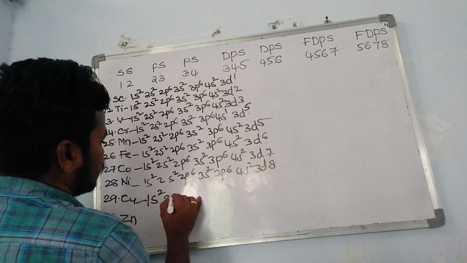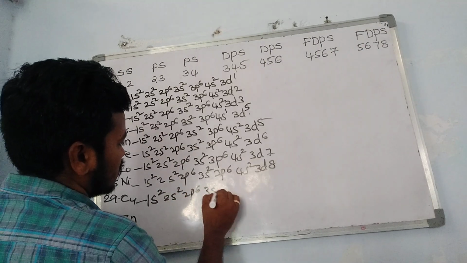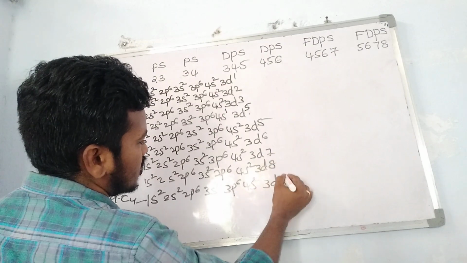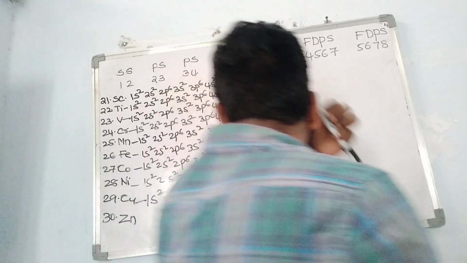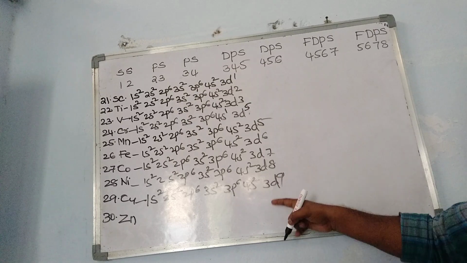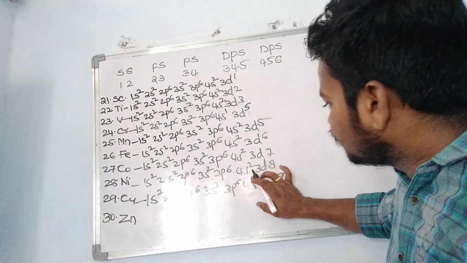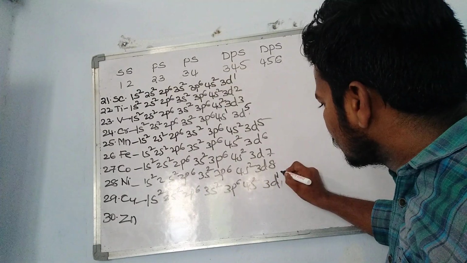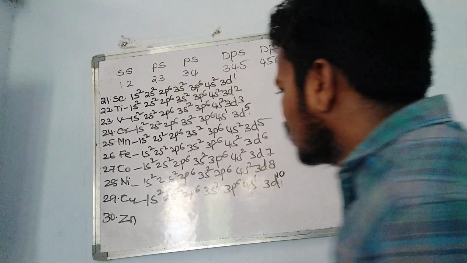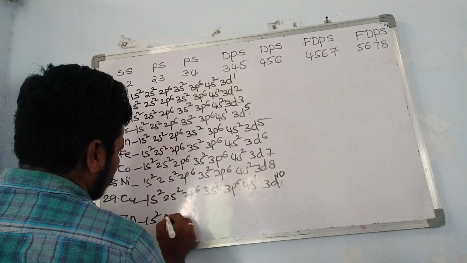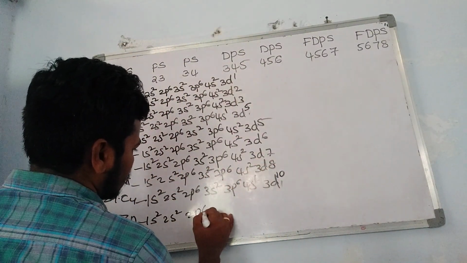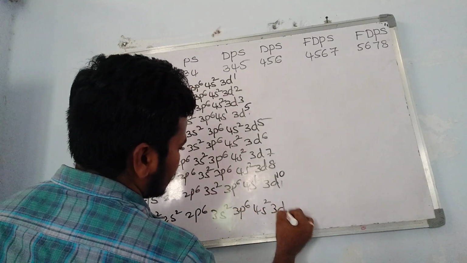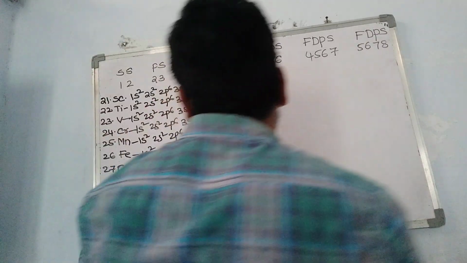Copper would be 1s2, 2s2, 2p6, 3s2, 3p6, 4s2, 3d9. But 3d10 is stable, so the 4s electron is shifted to the 3d, so it becomes 3d10 and 4s1. Zinc's electronic configuration is 1s2, 2s2, 2p6, 3s2, 3p6, 4s2, 3d10. This is the electronic configuration for 21 to 30.